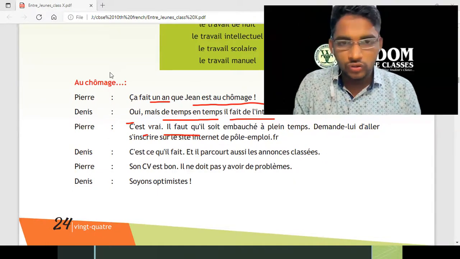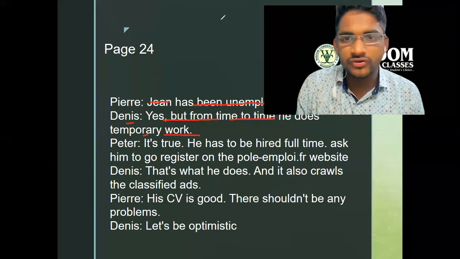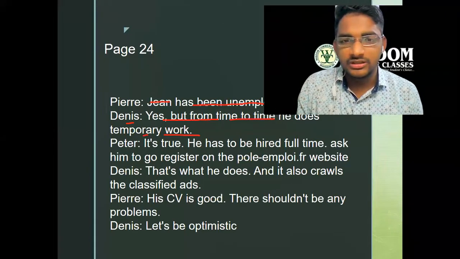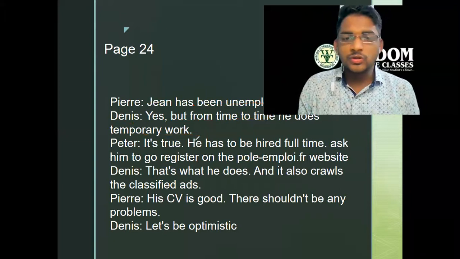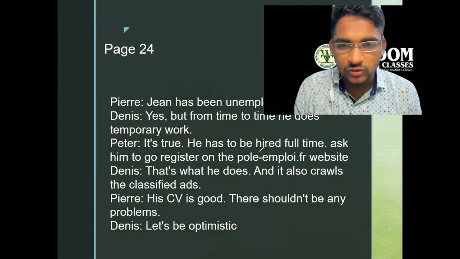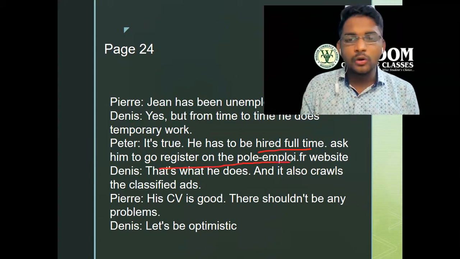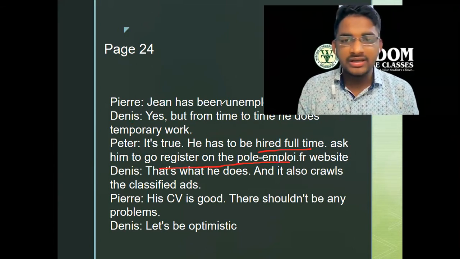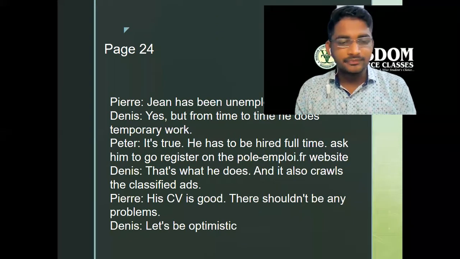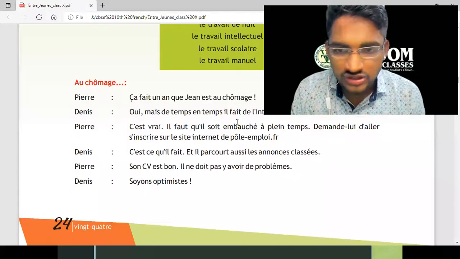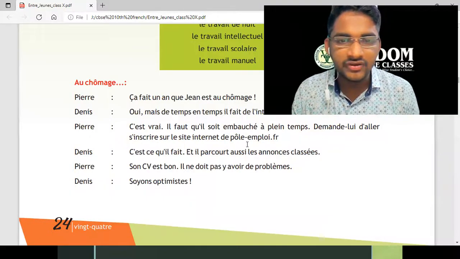I'll just show you. We have the English translation of this also over here. Yeah, so he has to be hired full time. So embauché, ask him to go and register to the Pôle emploi.fr. So now they are telling us that we should go and tell him that he should register himself on the internet.